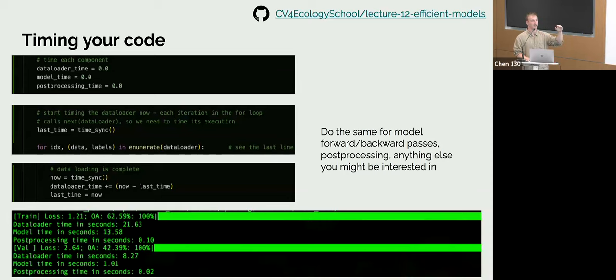And then at the end of my training loop, I can see that my data loader time in seconds was 21, my model time in seconds was 13, and my post-processing time in seconds was 0.1. So now I get an idea of the bottlenecks of my processing. Should I target my efforts on speeding up the data loader or the model? This is a really nice way to figure out what's actually taking a lot of time when you run your code.